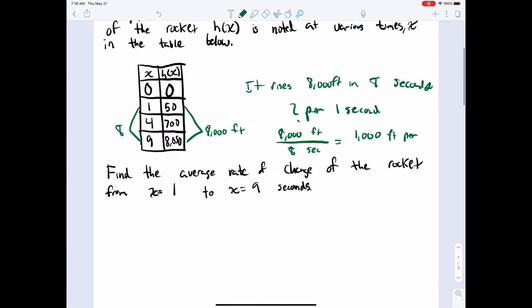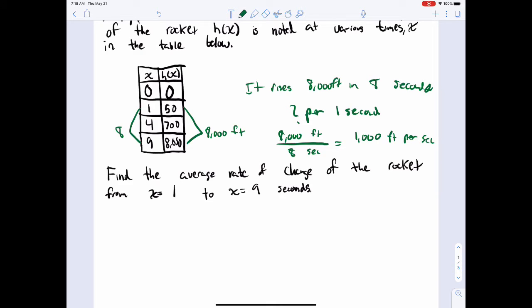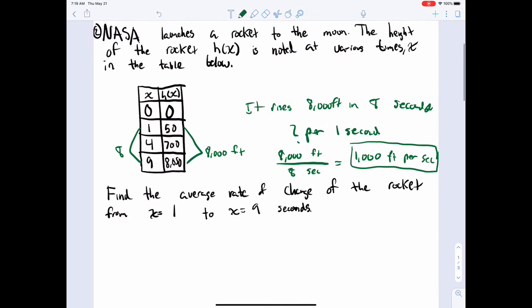That per meaning the division sign. Alright, so that's how fast the rocket is rising. Think about that. That's very, very fast. How far can you get in one second? Not very far compared to a rocket, unless you're Flash or something. Alright, so that's our answer.